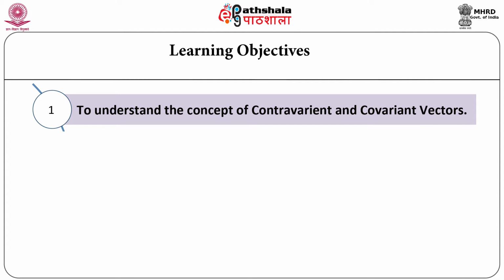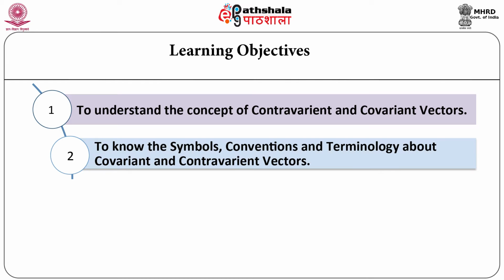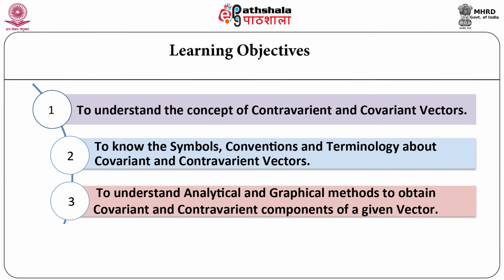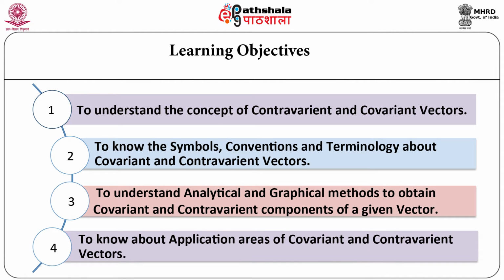Objectives. In this module, you will be able to understand the concept of contravariant and covariant vectors and know about the symbols, conventions and related terminology. You will also understand analytical and graphical methods to obtain covariant and contravariant components of a given vector. In addition, you will come to know about the application areas of covariant and contravariant vectors.